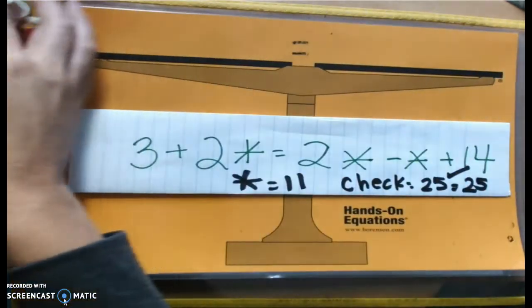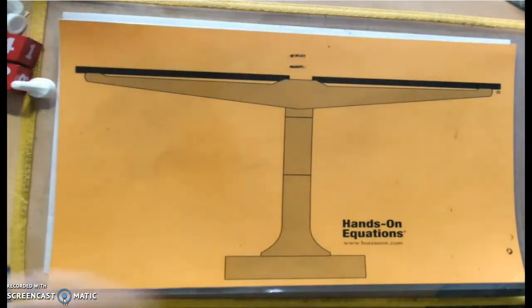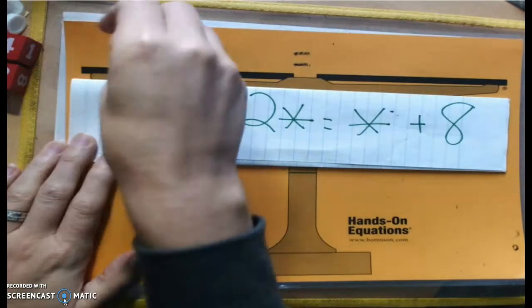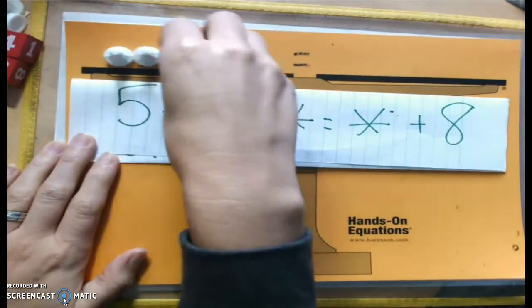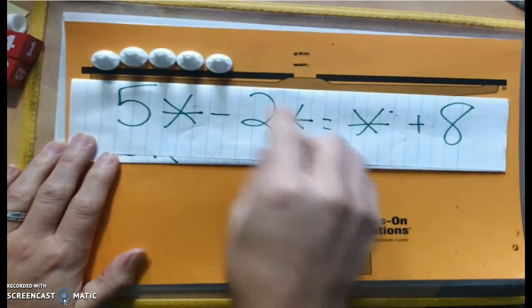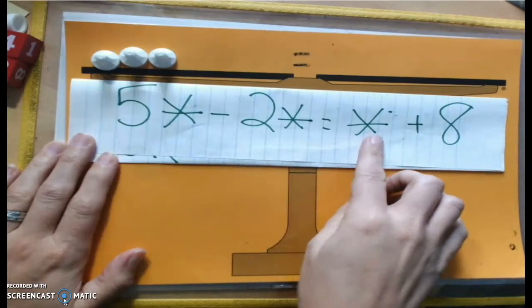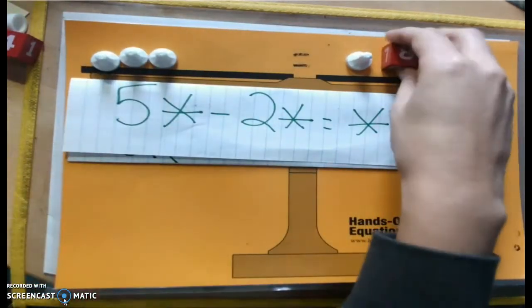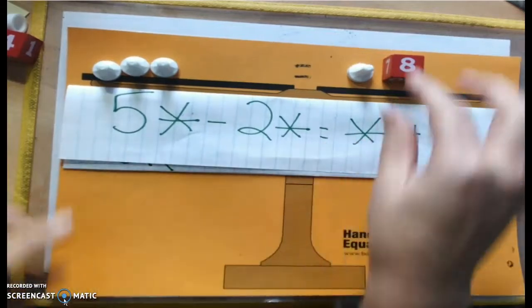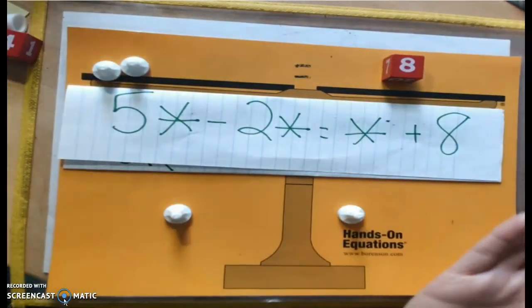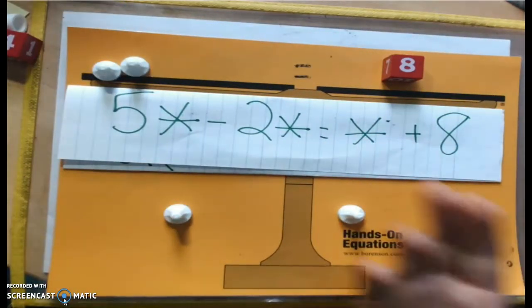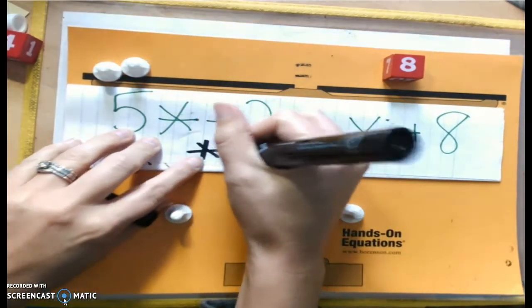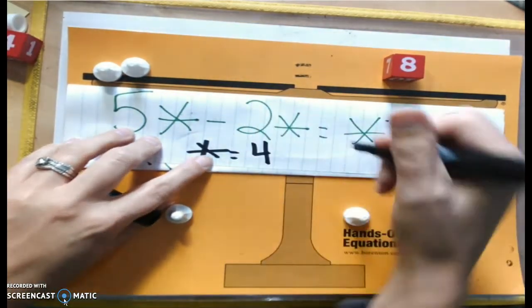One more that we're going to do together before it's time for you to try some on your own. We're going to start with 5 stars minus 2 stars equals star plus 8. Okay, we're going to remove a pawn from each side. We have nothing left to do to simplify, so we're now down to solving the equation. Star is going to equal 4.